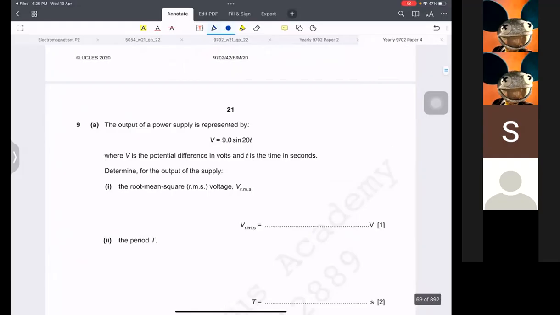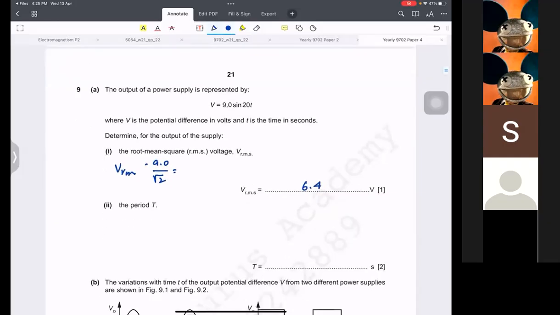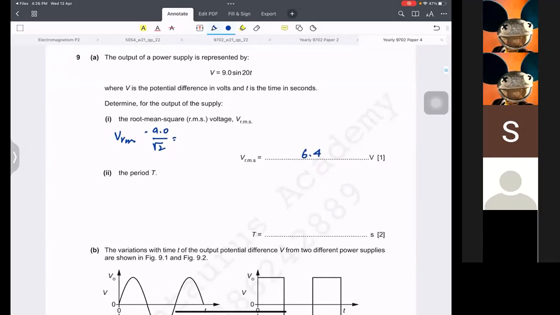Then the output power is represented by this, where P is the potential difference. Determine the output supply RMS. So the V naught is 9.0 divided by root 2 will give us V RMS. So the answer is 6.4. Now, the time period: omega equals 2 pi by T. Omega in this is 20. So T equals 2 pi divided by 20.